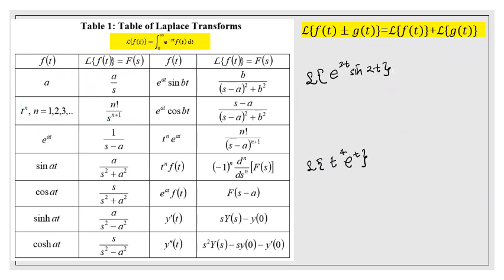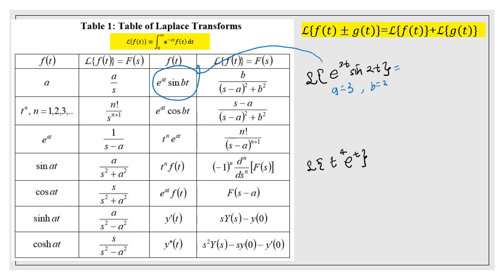Okay, we try another example. Laplace of e power 3t sine 2t. So if we refer to the table, it is based on this form. Okay, so first define what is a. So a in this case is 3. Okay, and b in this case is 2.